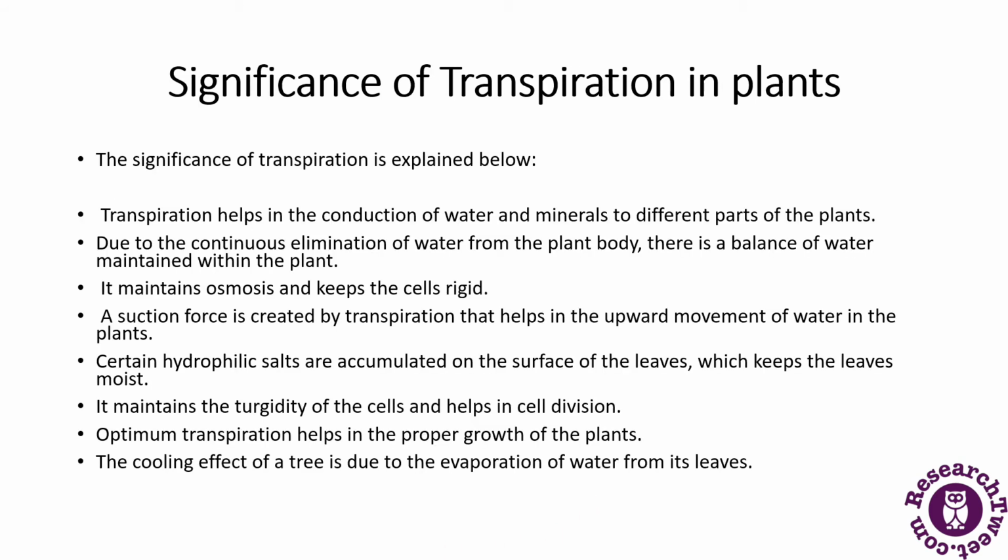Now, what is the significance of transpiration in plants? First of all, it helps in the conduction of water and minerals to different parts of the plant. So it helps in the conduction process. Due to the elimination of water from the plant body, a balance of water is maintained within the plant.